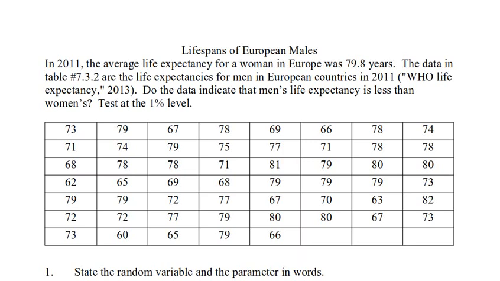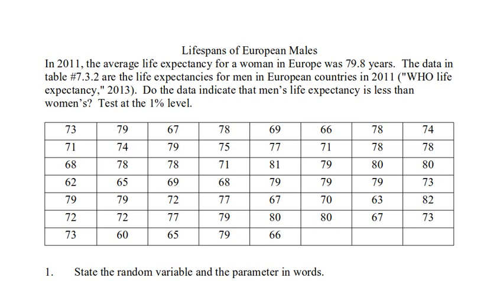Okay, one more example, this time the lifespan of European males. In 2011, the average life expectancy for a woman in Europe was 79.8 years. The data in table 7.3.2 are the life expectancies for men in European countries in 2011 from the World Health Organization. Do the data indicate that men's life expectancy is less than women's? And we're testing this at the 1% level of significance. So a fair amount of data. It looks like all European countries are included in this.